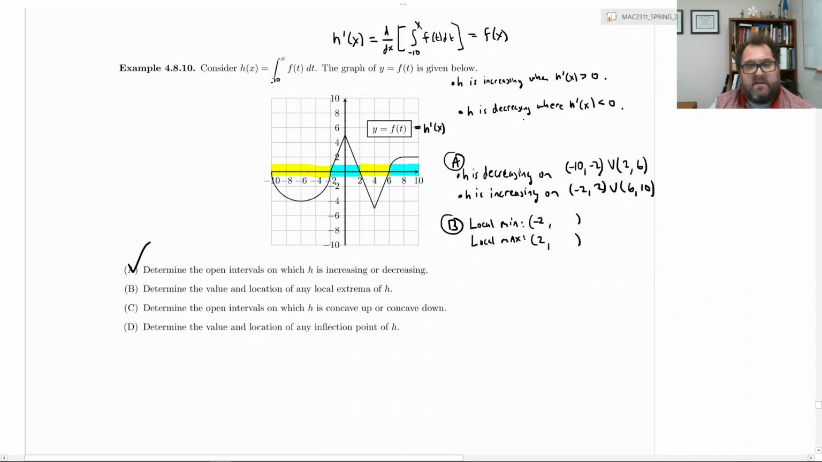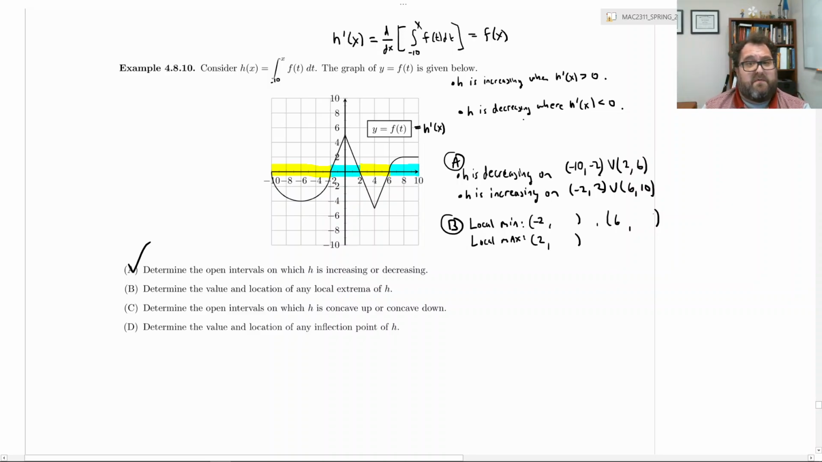And then what happens at 6? At 6, we were below the x-axis again, and we changed to above the x-axis. In other words, our derivative changes from negative to positive, so that's another local minimum. So that would be 6 comma something is a local minimum. So we have 3 relative extrema, 3 local extrema.